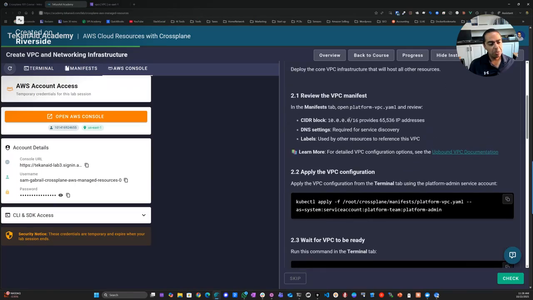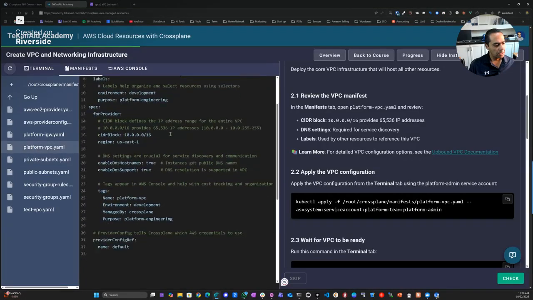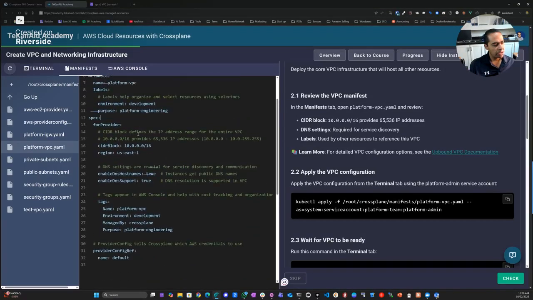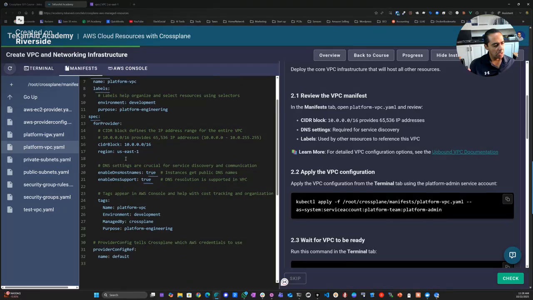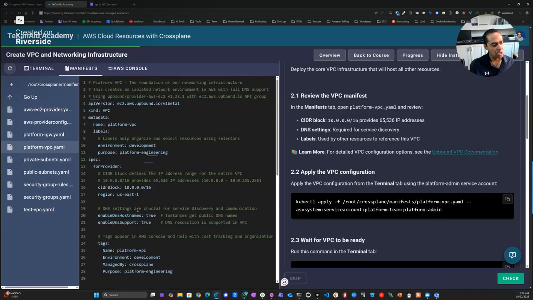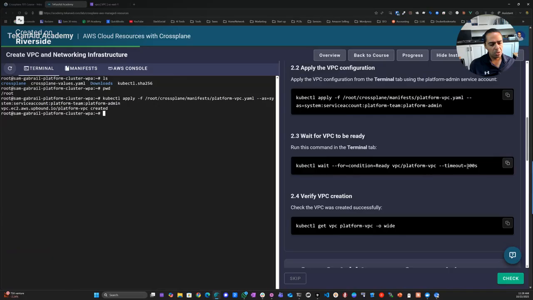And you can review the VPC manifest under the platform VPC file here. So if you go here and look at this, this is what the platform engineer would build on behalf of the developer. So you can see here the API version, the kind is VPC, some metadata, what environment we're building this in, development environment, and the purpose, the IP CIDR block that we're going to use in what region, and so on and so forth, some tags as well. So based on that, since we've written this YAML file, we just need to apply it into Kubernetes like this. And what this is going to do is create the VPC for us in AWS.